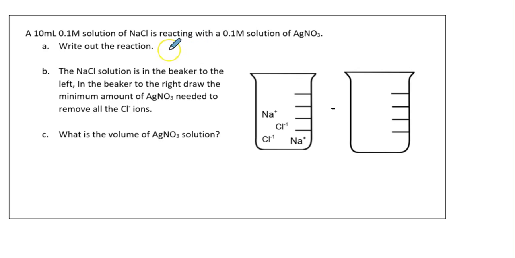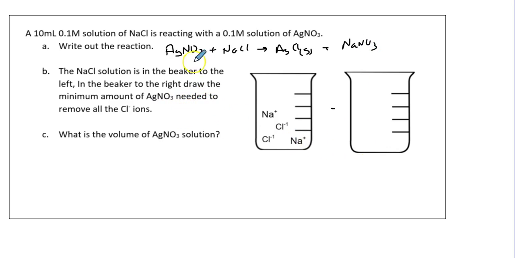So it's going to be AgNO3 plus NaCl gives AgCl solid plus NaNO3. So it says here, draw a beaker to the right, and what's the minimum amount of volume needed?